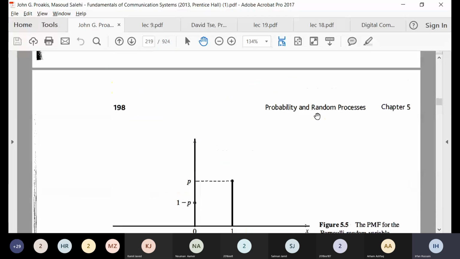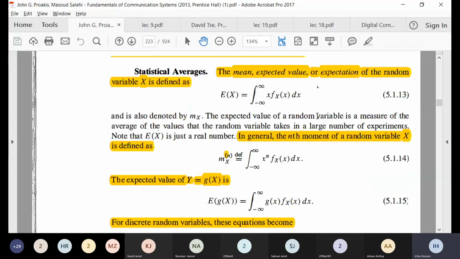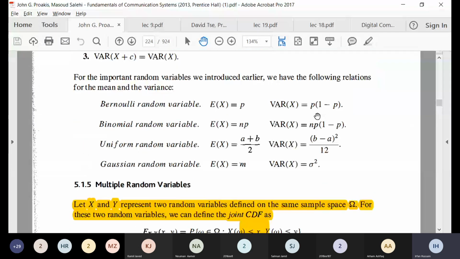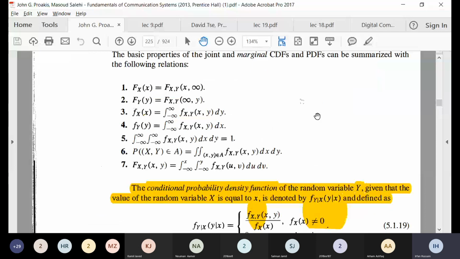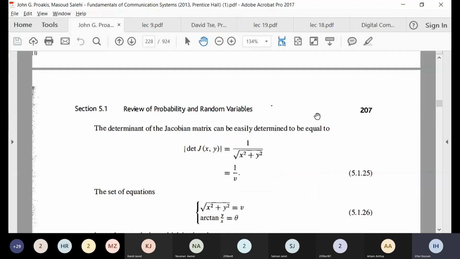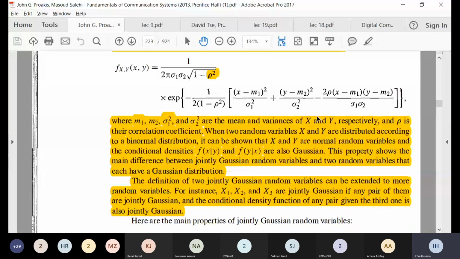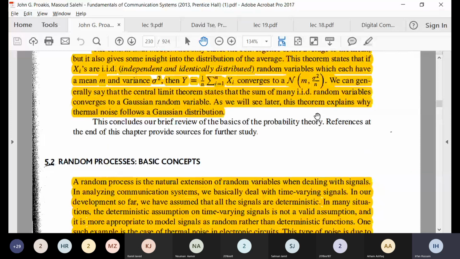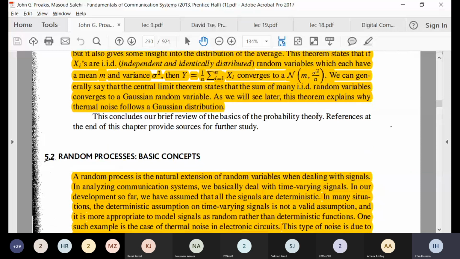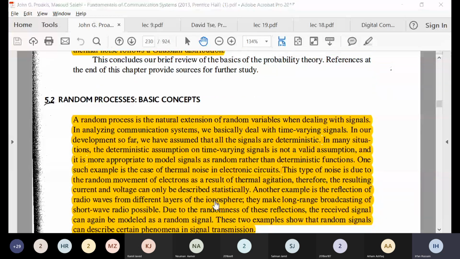So we won't go into details of random variables, their PDFs, their CDFs, their joint distributions, their Jacobians, their functions of random variables and what will be their PDFs or CDFs. We won't be going into detail in those things. Those things I think you have studied and you can cover. Our course will directly start from section 5.2, which is random processes.